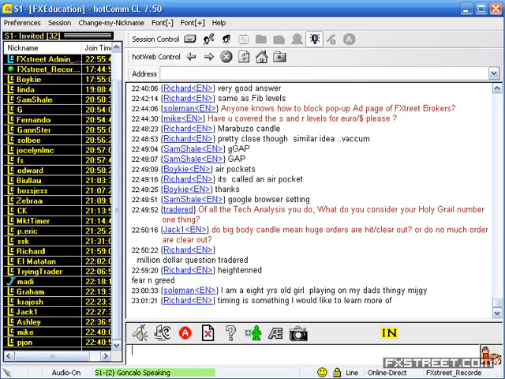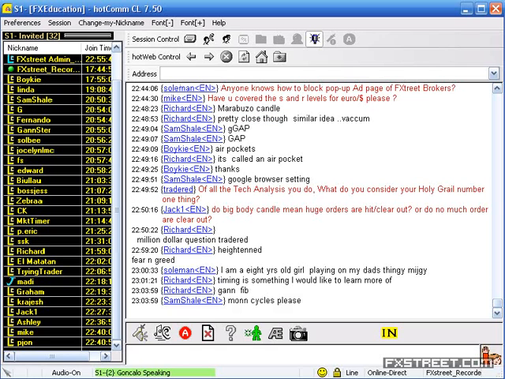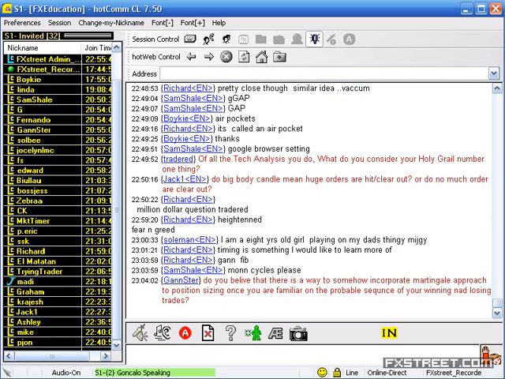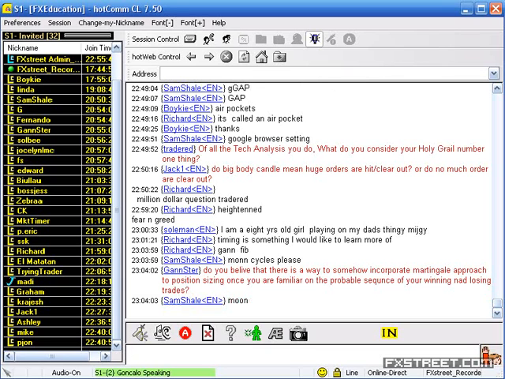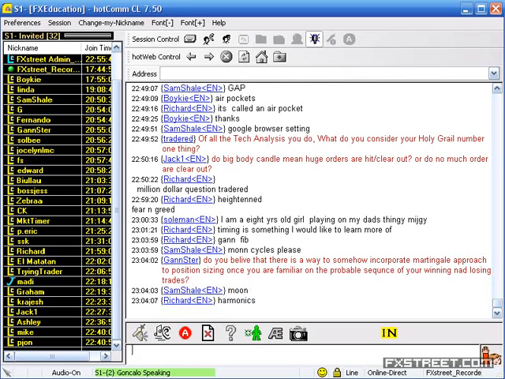Richard says timing is something I would like to learn more of. Yeah, definitely. And I think timing is crucial. As for timing, we can speak of cycle theory. We can speak of seasonalities. We can speak of astrofinance, moon cycles, and so on. We can speak of Gann, Gann Fibonacci. There are different ways and combinations.